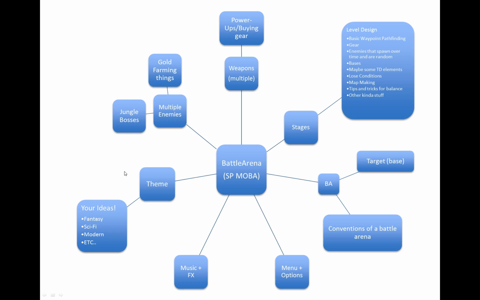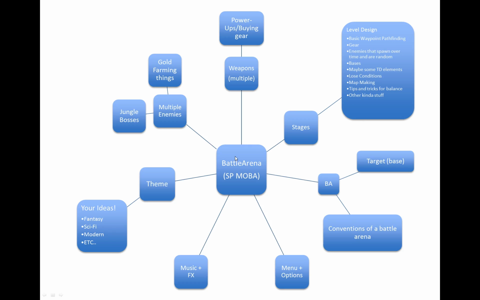Most likely, the jungle bosses may be switches that spawn hard enemies and stuff. But regardless, if you're going to versus AI, there's going to be gold farm techniques. You may want to give the gold, but stuff. There's going to be multiple enemies that spawn.